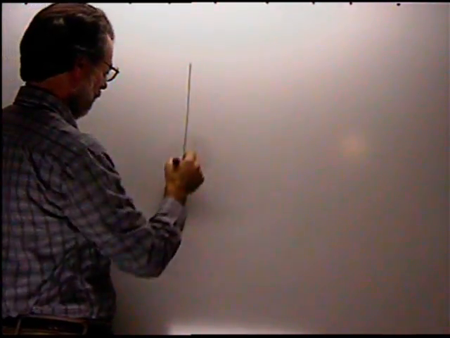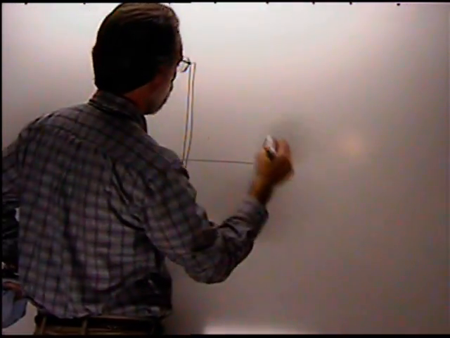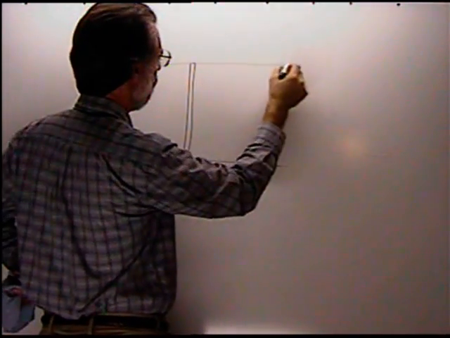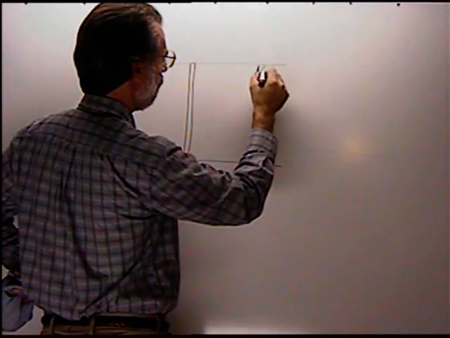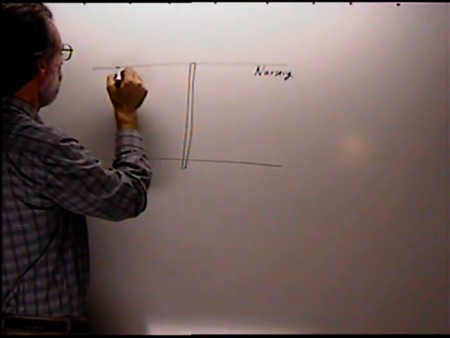The idea is, here's your window. You have two rooms. This is the nursery, and this is a hallway.